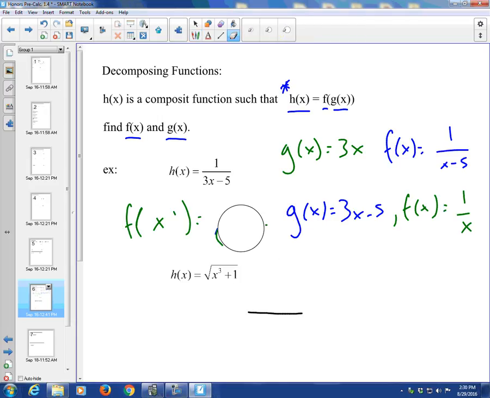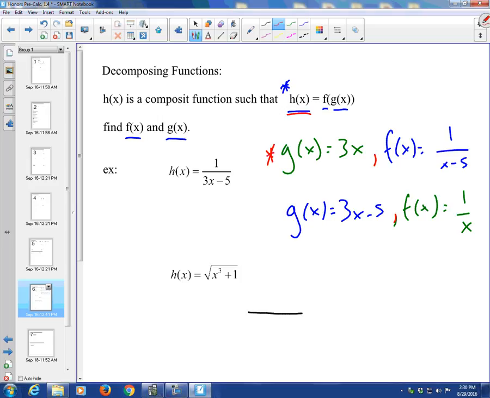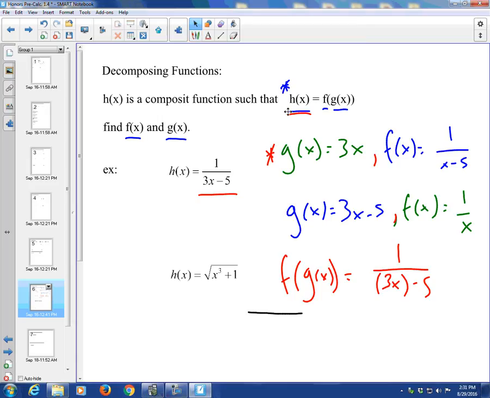Now the test here is always, can we compose these choices of f of x and g of x to get h of x back? So g of x is going to be the inside function, f is going to be the outside function, and if we try our first one, we would have f of something as basically taking an input, subtracting 5 from it, and dividing 1 by that number. And when we plug in g of x, we'll then have 1 over the input of g of x minus 5. So that would be 1 over our 3x minus 5, which is our original function. So that one works.